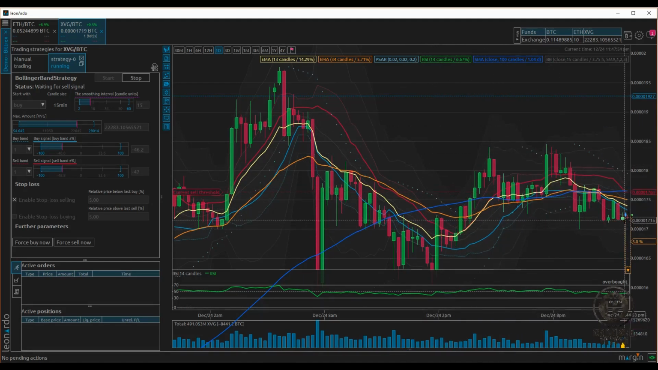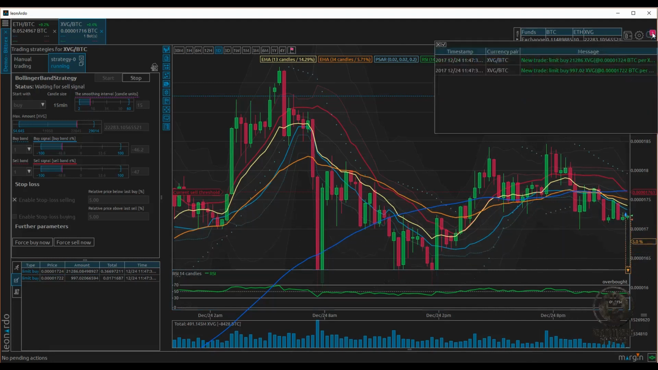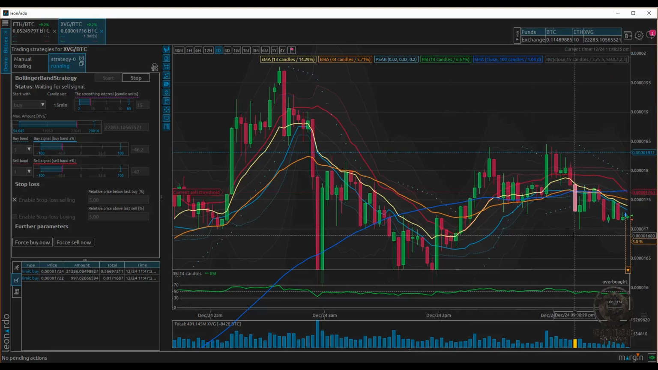So as you can see, it already made 2 simulated purchases. Actually, you can see the history here. So it just bought simulated. This is the simulation because it's in demo mode. It just bought because I had, what is this, 22,000 Verge to buy. So we bought like 997 at this price, 1722, and bought the rest at 1724.